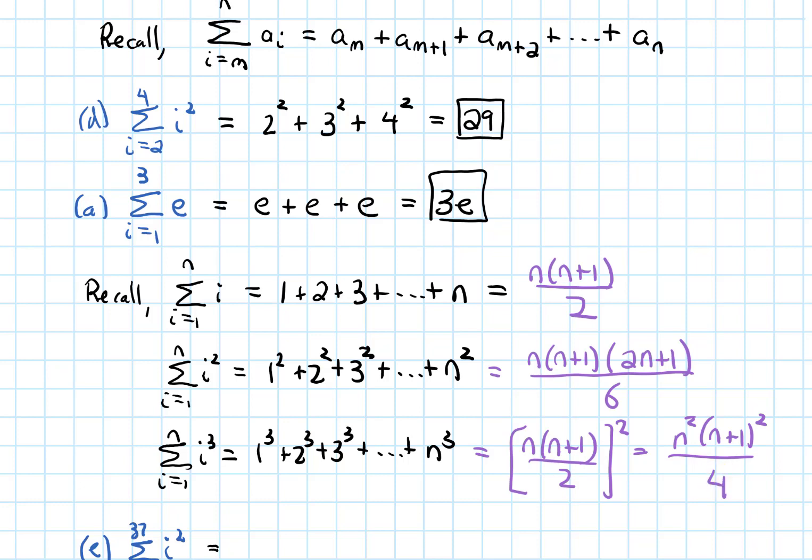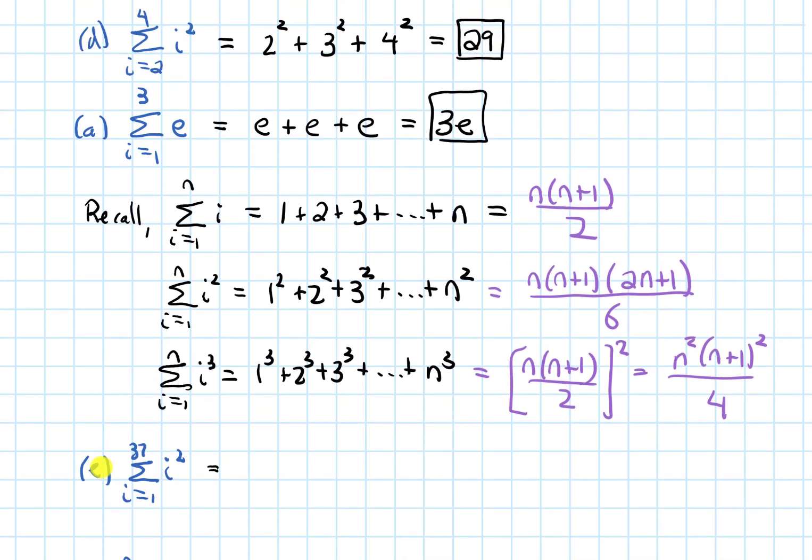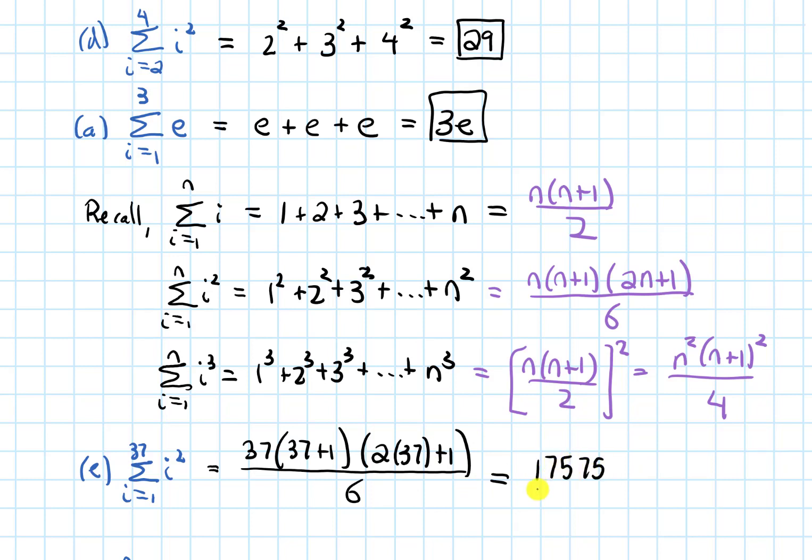Okay, so with that in mind, let's look at part E. We have the sum from i equals 1 to 37 of i squared. So this looks like the second formula that we reviewed, but our value of n is 37. That means I can use this formula, but just plug in 37 for the n. So doing that, we get 37 times (37 plus 1) times (2 times 37 plus 1) all over 6. And if we work this out, we get 17575. Okay, so that is the idea for part E.